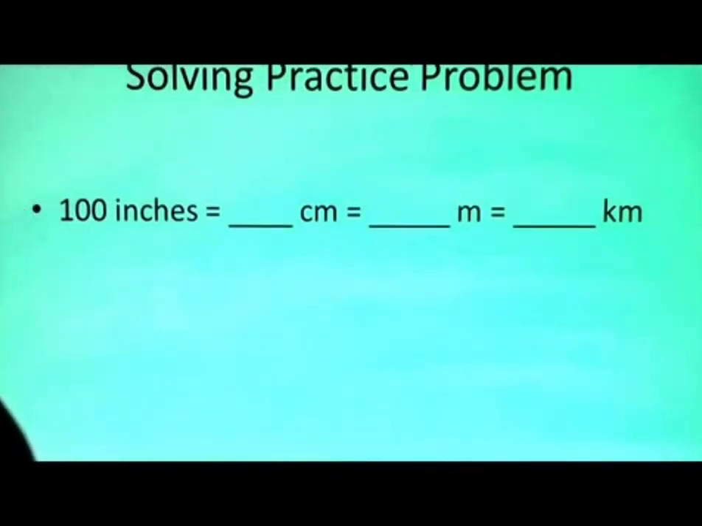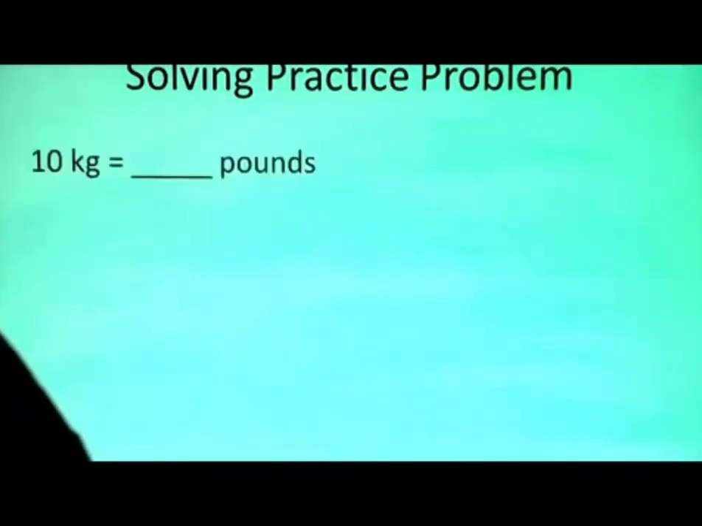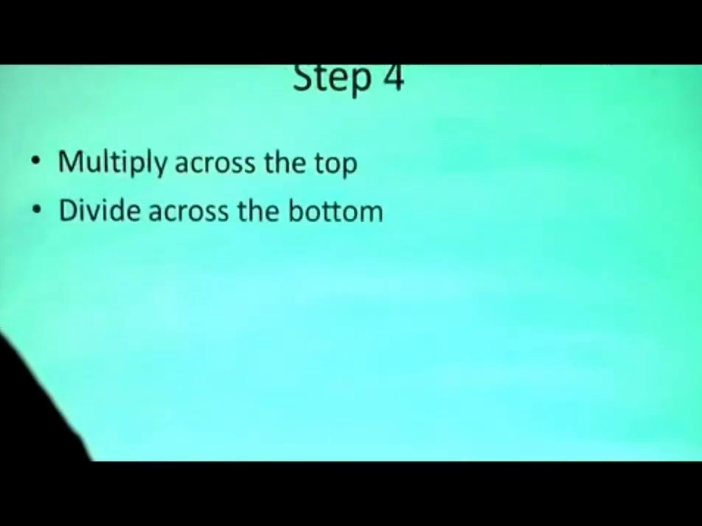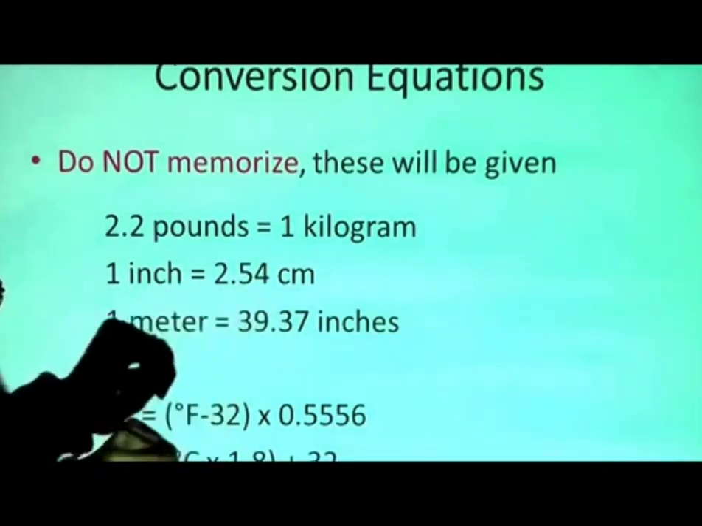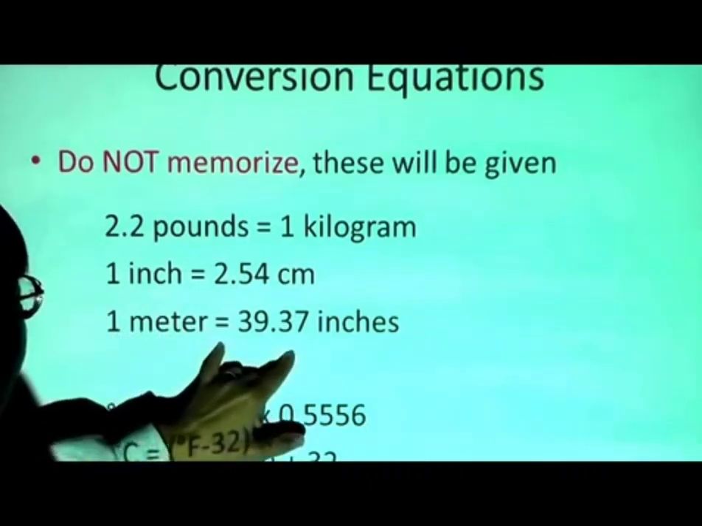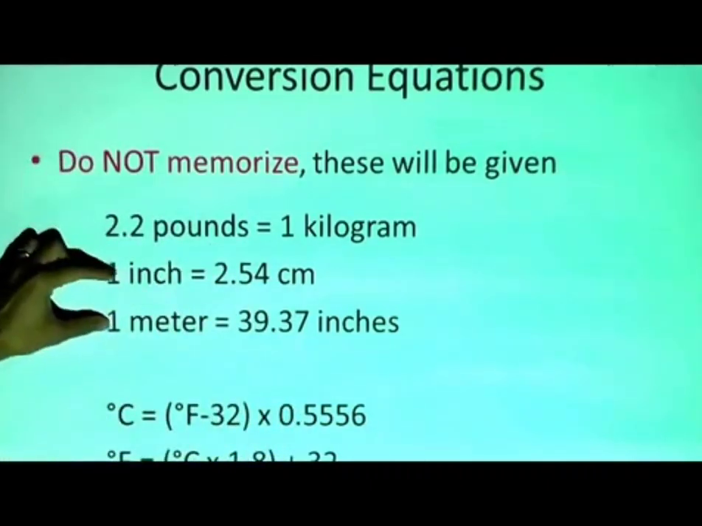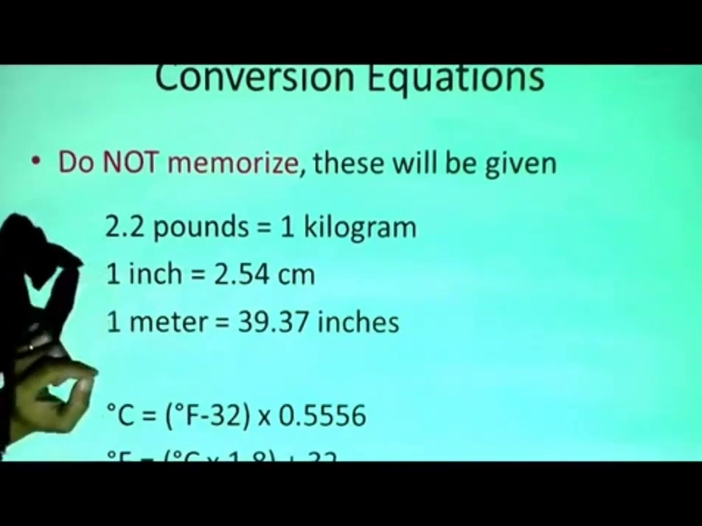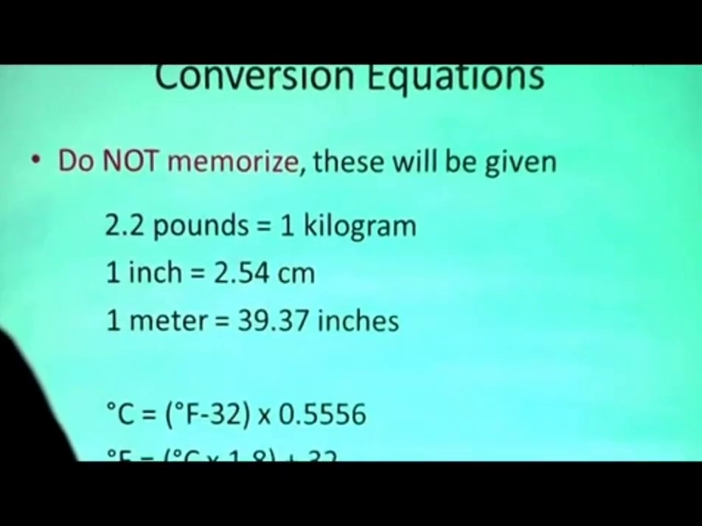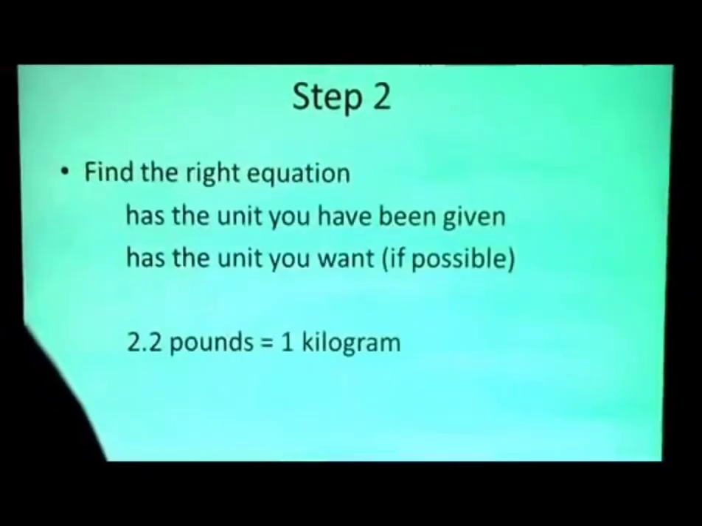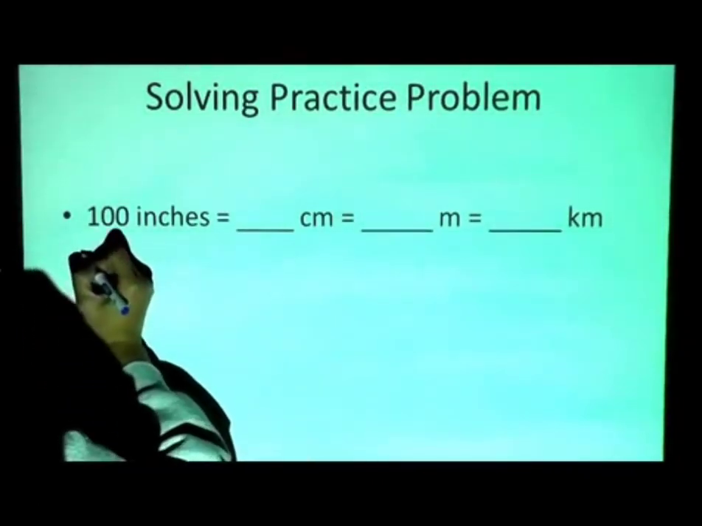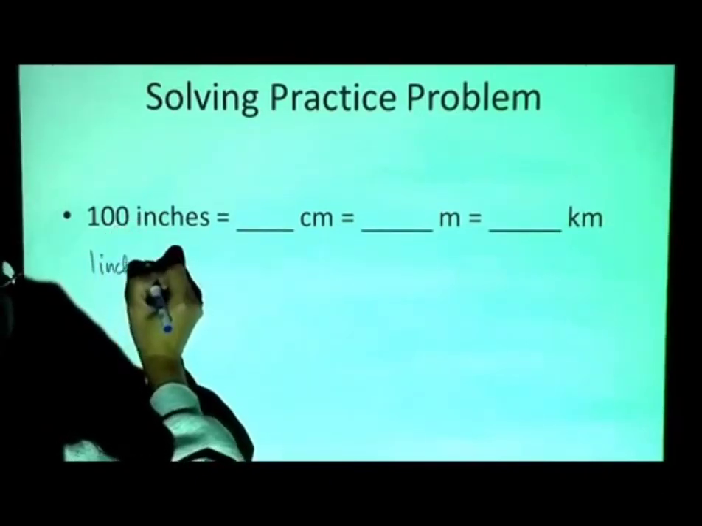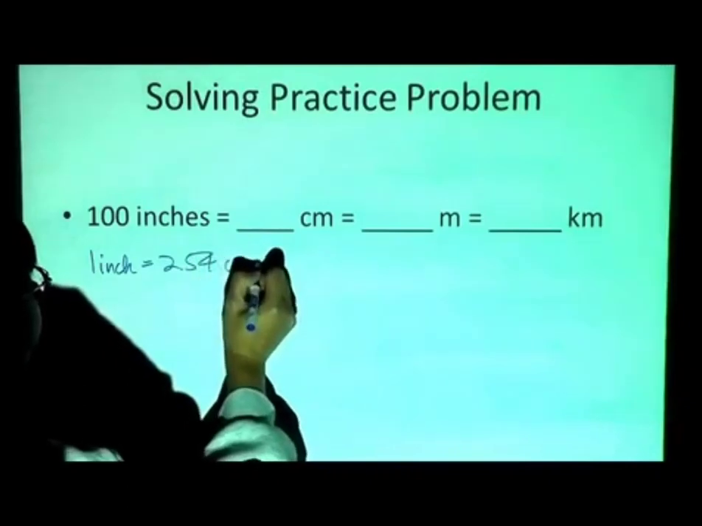Okay, the next problem, we start with inches. Now remember, we're going to give you this relationship. One inch is equal to 2.54 centimeter, and 1 meter is equal to 39.37 inches. Okay, so we're going to give you these relationships. You just have to know how to use them. 1 inch equal to 2.54 centimeter.